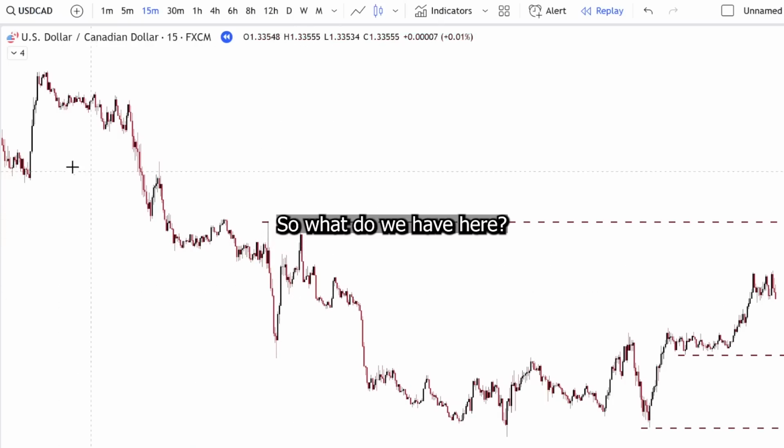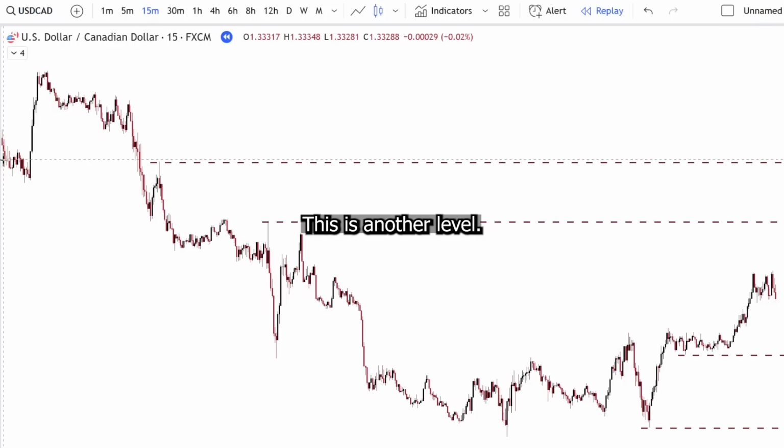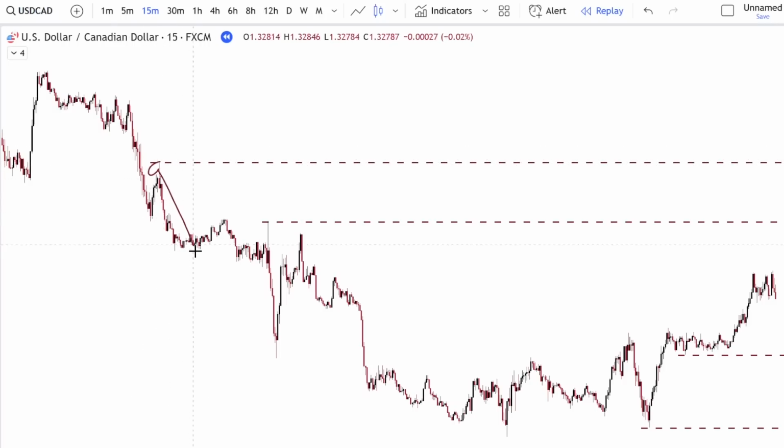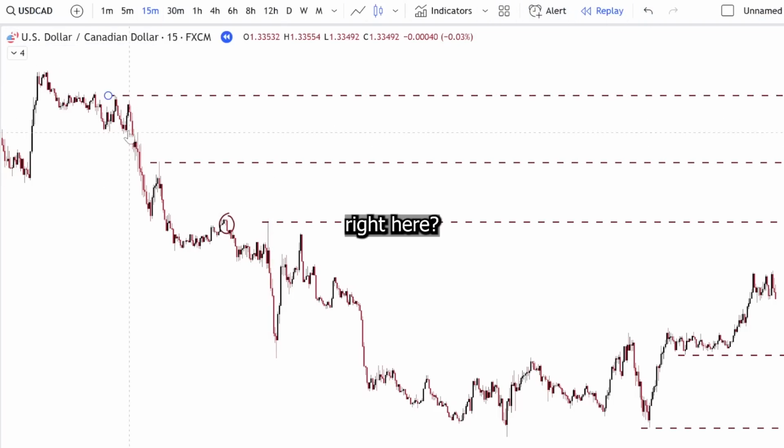So what do we have here? This is another level. This swing right here formed this entire move, then the break in structure. So then you can argue that this swing right here formed this entire move. And that's why we're not focusing on this level right here. So this level is invalid. And again, you already have a swing really close to it anyways. And what's another level? Right here. This is our peak.